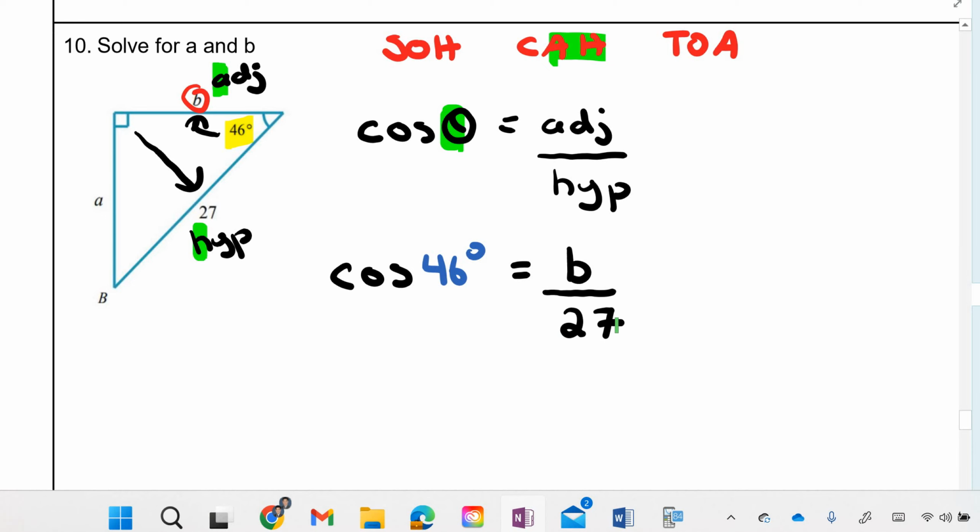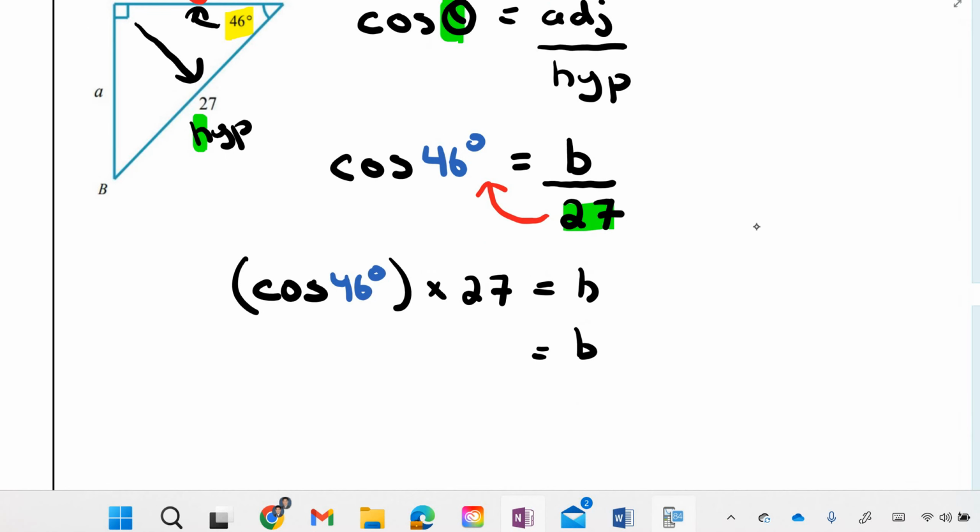Just like the previous question, since 27 is on the bottom, we can multiply that with cos 46. So I write down cos and then 46 degrees, and I'll put that in brackets because that's one number, and we times that by 27 to get B.